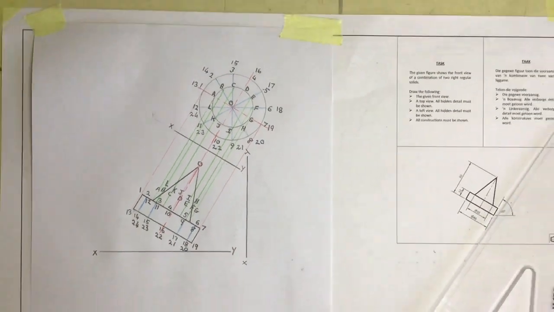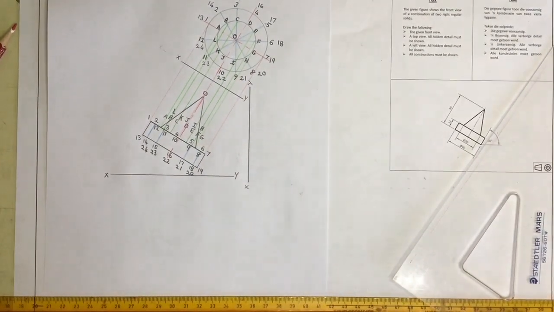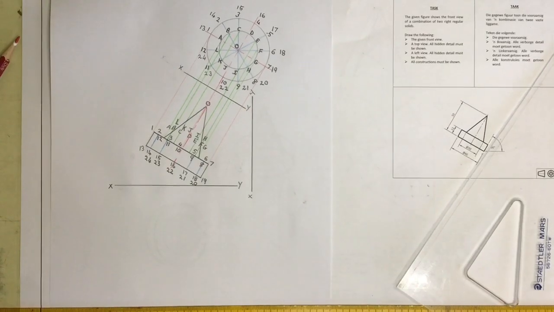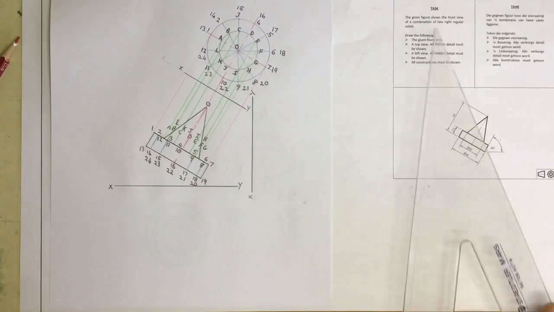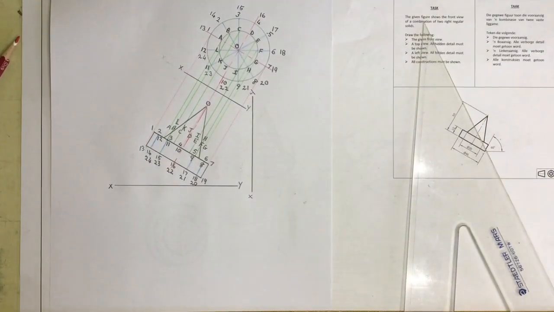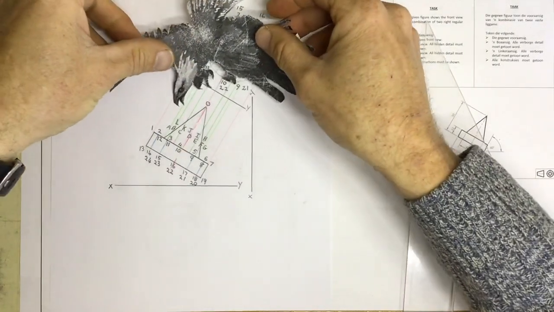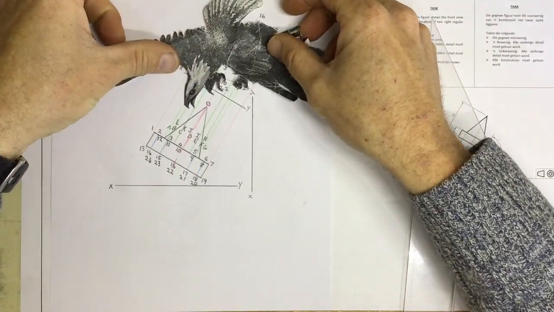Right, I'm going to zoom out here. Let's get this drawing board in the right place so that you guys can see what I'm doing, and off we go. Right, the first thing that I'm going to do is look at the top view of this. There's my eagle looking down at it.